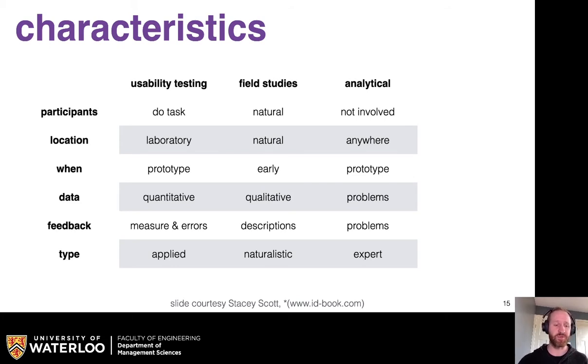The data that you deal with is typically quantitative. You could take observations, but oftentimes you're measuring things like time to complete the task, error rate, success rate, etc. The feedback you get are measures and errors. So you measure people's capability for the task. You might have questionnaires where people rate the usability and the experiential qualities of the system, and any errors that come up. And it's very applied.